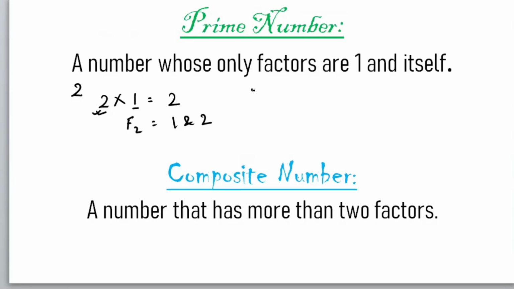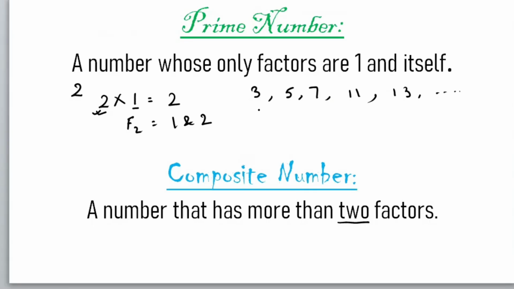Other prime numbers are 3, 5, 7, 11, 13, and more like that. All the numbers whose only factors are 1 and itself are the prime numbers. Understand? Now we have to see what composite numbers are. A composite number is a number that has more than two factors.